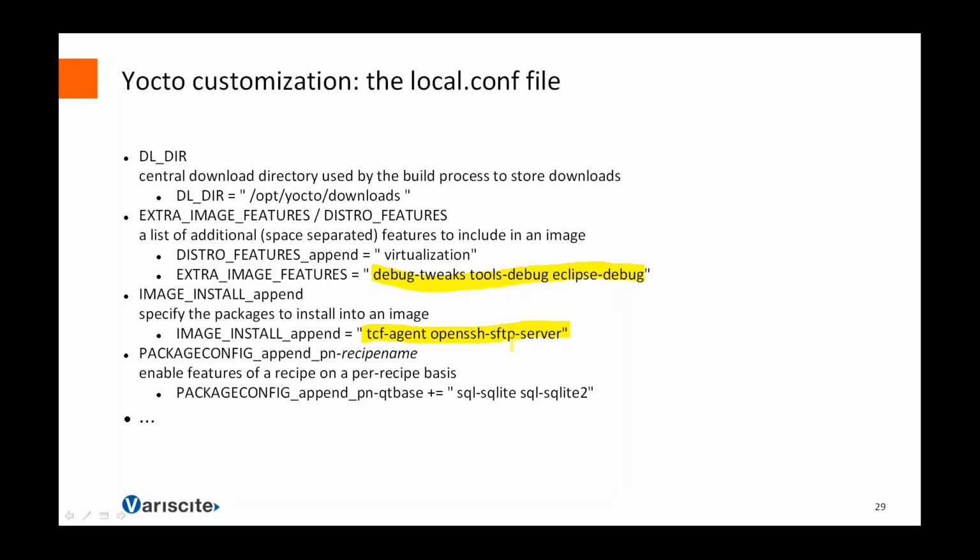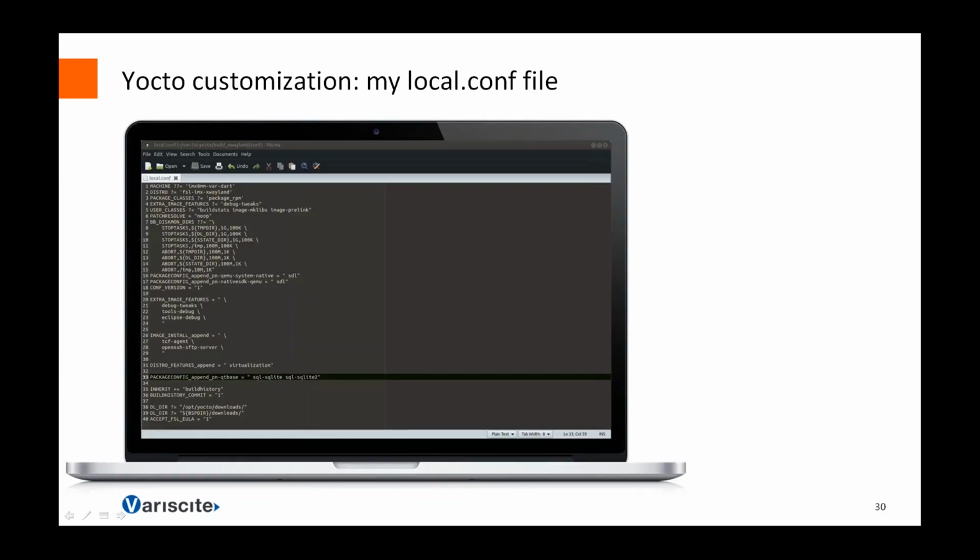Finally, you can also customize the packages. As I said, one of the advantages of using Yocto is that you can customize the way you build the packages. So, for example, this is how to add native SQL support to the Qt base package. And this is how the local.conf will appear, just a sequence of strings. Specifically here you can see the feature added, the image added, the packages added, the distro feature added, and the package customization.